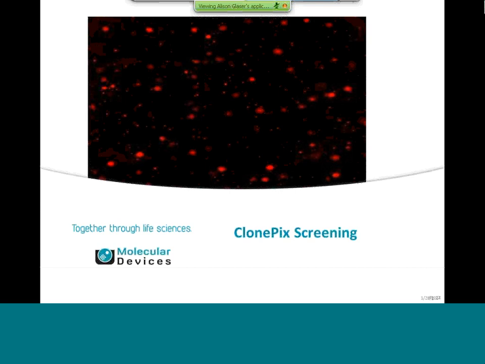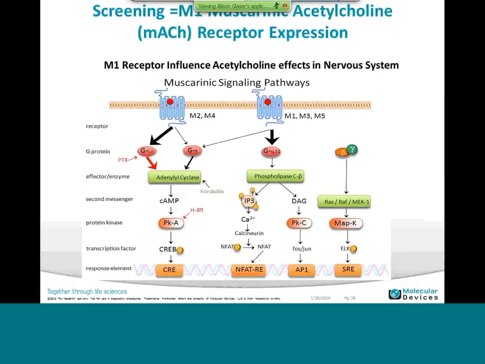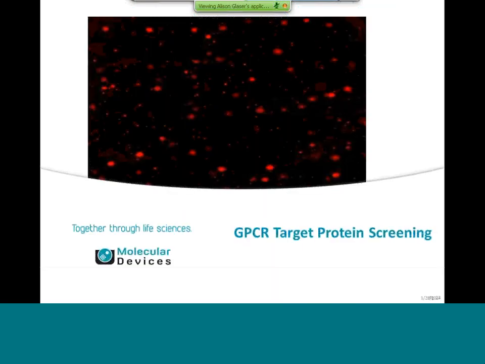This brings us to our ClonePix screening. For our feasibility study, we chose to work with the muscarinic receptor. The muscarinic cholinergic receptors belong to a family of G protein-coupled receptors. The M1 receptor is among a growing number of G protein-coupled receptors that are able to activate multiple signaling cascades.